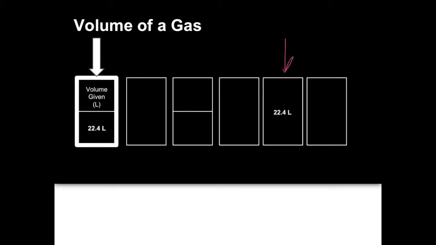And then if you're trying to find the liters of gas, you put 22.4 in this box over here, where you would put 6.02 times 10 to the 23rd for a particles problem, or the molar mass of the unknown for a mass problem.